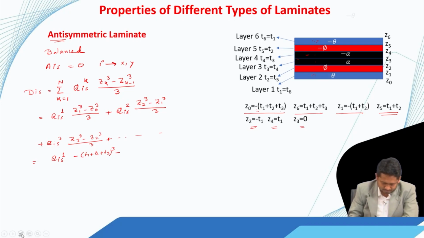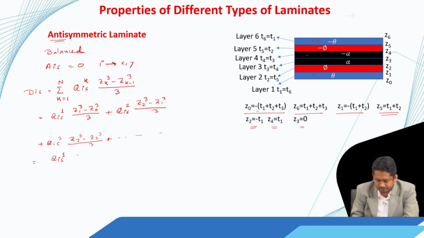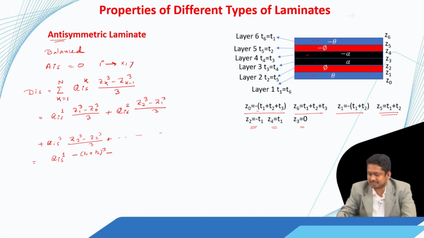Okay, so, we should write Z1 first. So, Z1 cube, which means minus of T1 plus T2 cube. So, we have minus of T1 plus T2 cube, and then we subtract the cube of this. Again, when we cube it, this negative sign is retained. So, negative and negative makes it positive. So, we have T1 plus T2 plus T3 whole cube and then divided by 3.